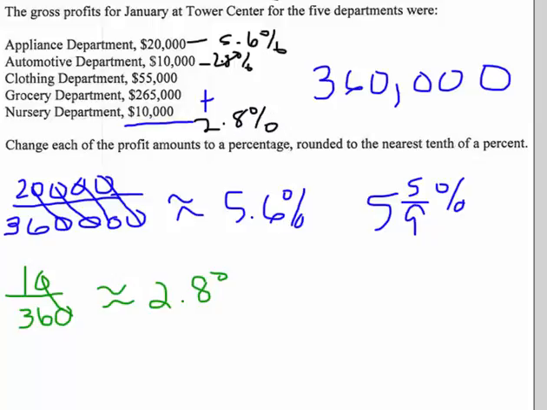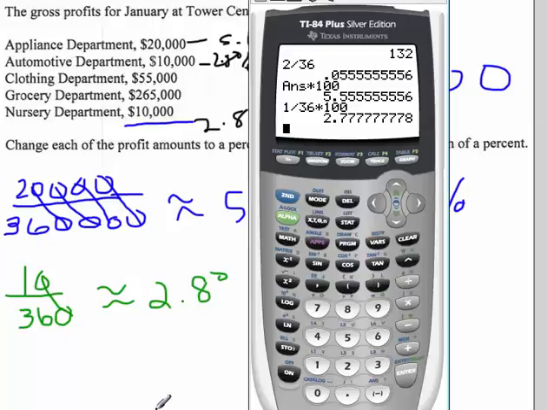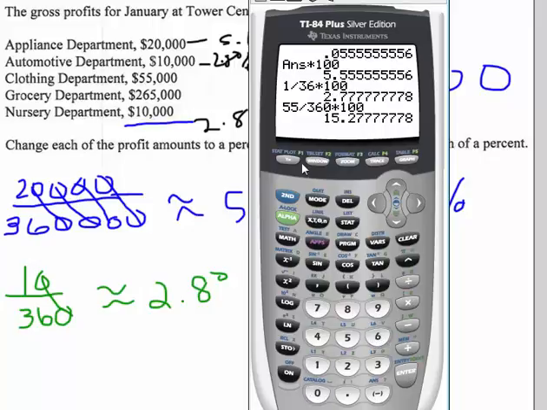Now let's look at the other two that are left, the clothing department and the grocery department. Alright, with the clothing department, we can just do 55 divided by 360 multiplied times 100. So 55 divided by 360 times 100. You could reduce it by 5, but we'll go ahead and keep it moving, and we get 15.3.